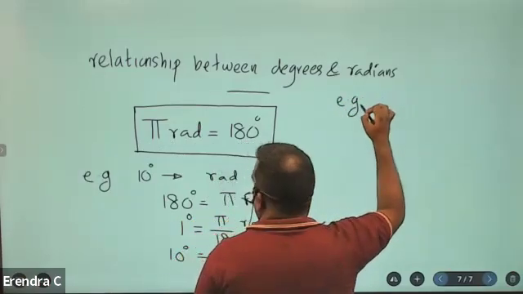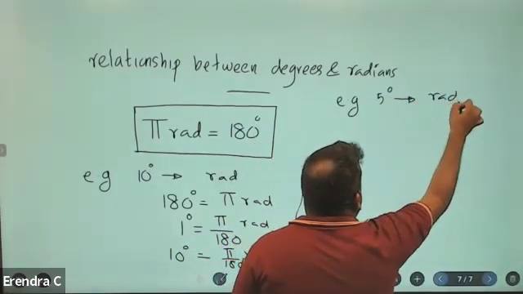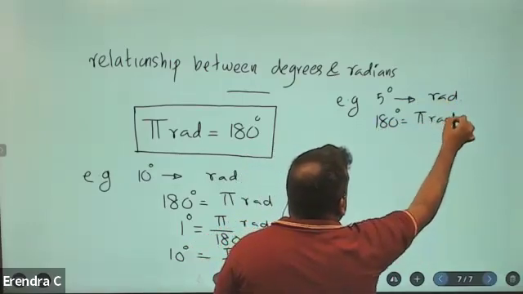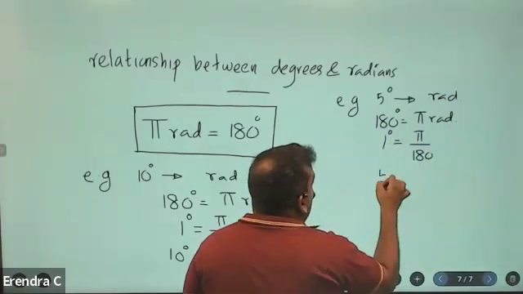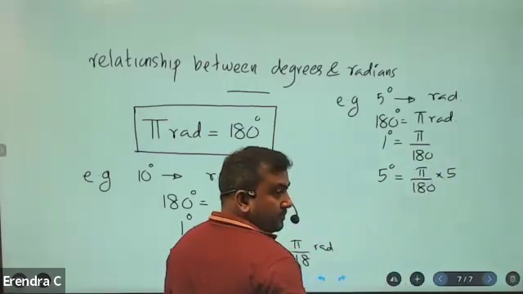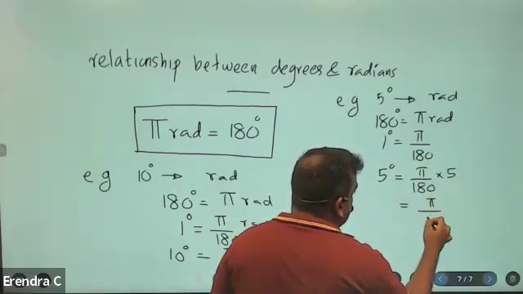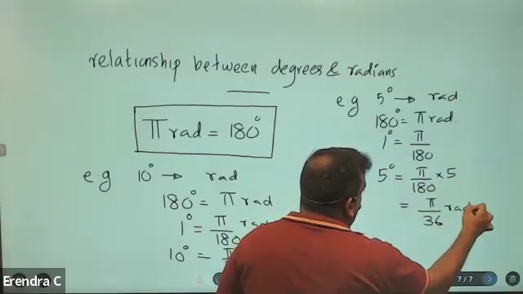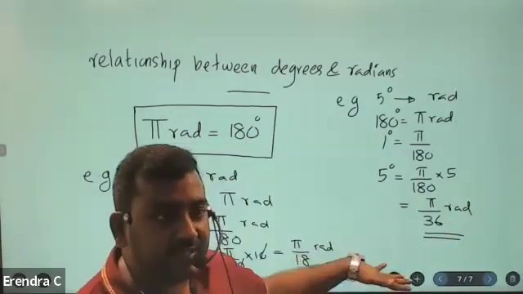Maybe another example I'll do. Let's say they will ask you to convert 5 degrees to radians. So how will you do? 180 degrees, pi radians. 1 degree, how much? Pi over 180. 5 degrees, pi over 180 multiplied by 5. Simplify this. Pi divided by, here you have 5 times 36 is 180. Pi over 36 radians. You know? So you can convert degrees to radians.